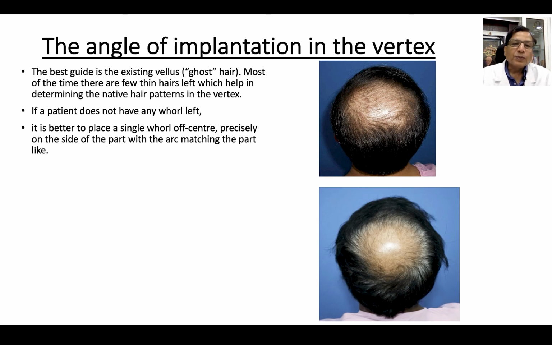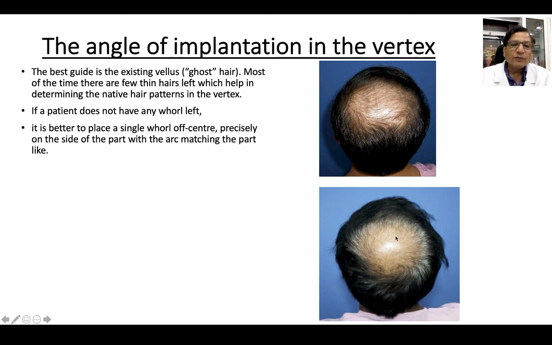It is better to place a single whorl off the center, precisely on the side of the part, with the arc matching the part, usually the male part on the left side. So you put it in the middle zone and slightly on the left side, making it clockwise.